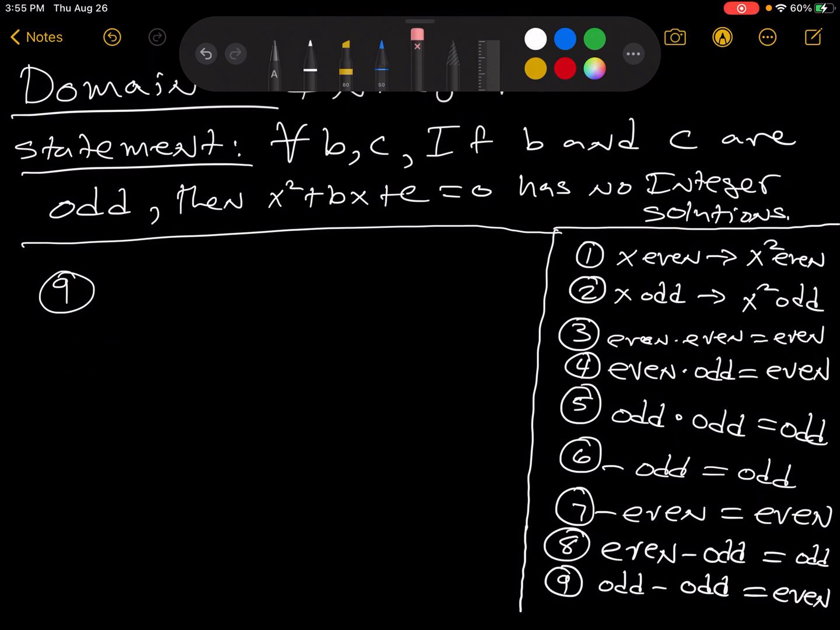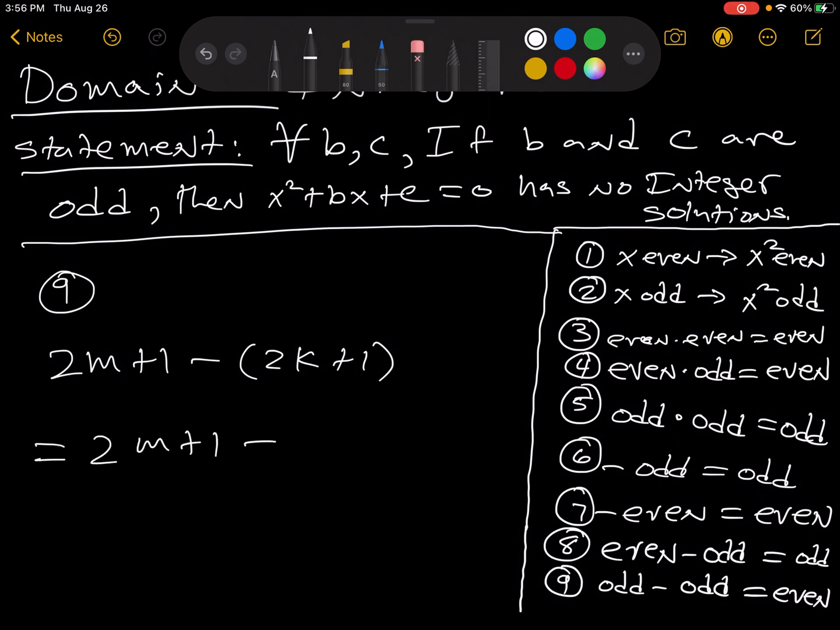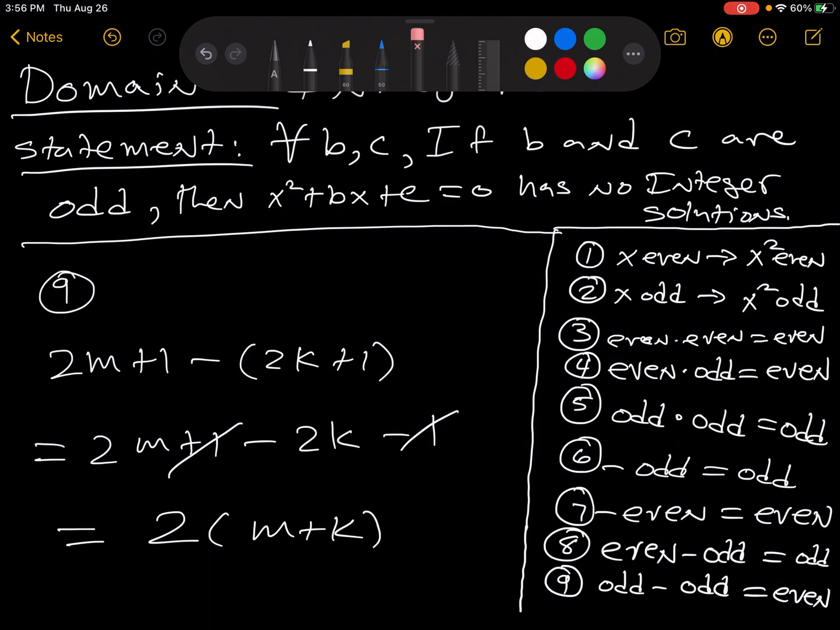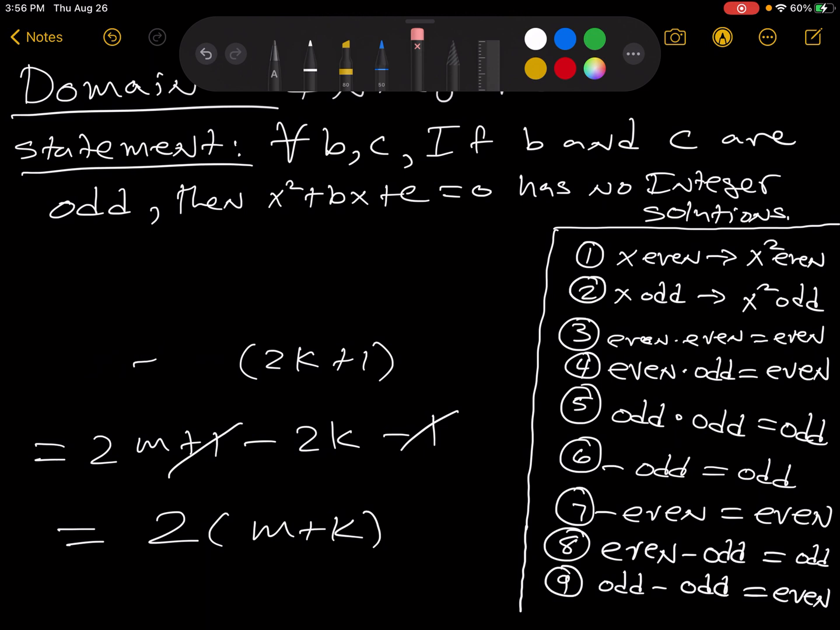Oops, odd minus odd, let's see, that would be something like 2m plus 1 minus 2k plus 1. So that establishes 9. Now we're ready for the actual proof.